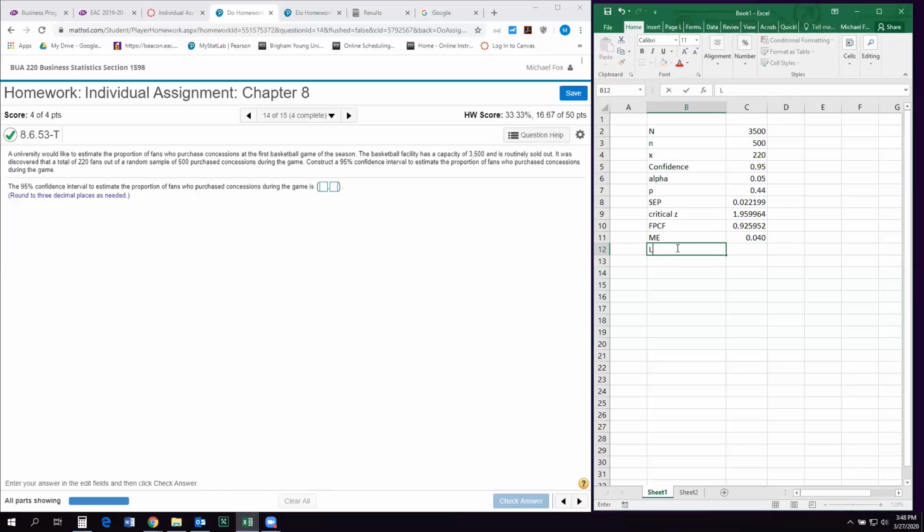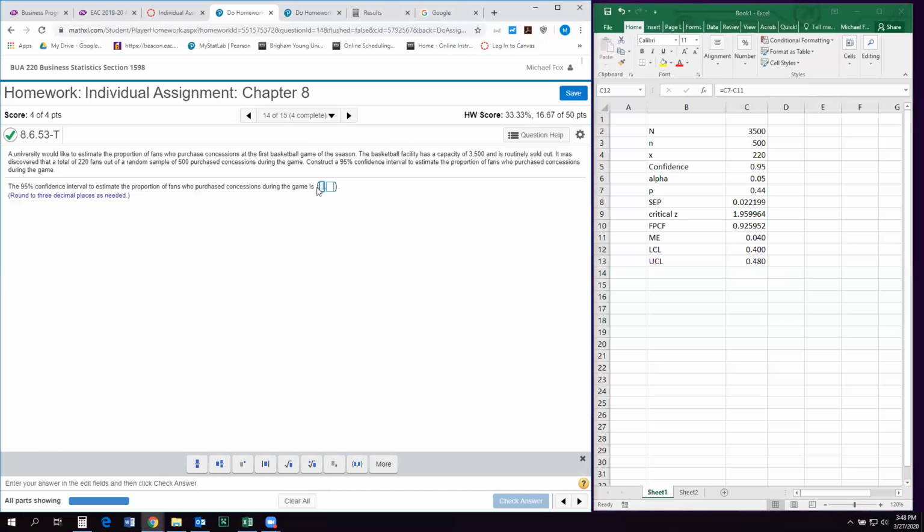All right, so our lower confidence limit and our upper confidence limit are just going to be our P bar, actually, that's what that is, minus our margin of error, and our P bar plus our margin of error. I think this thing wants us to be in decimals.